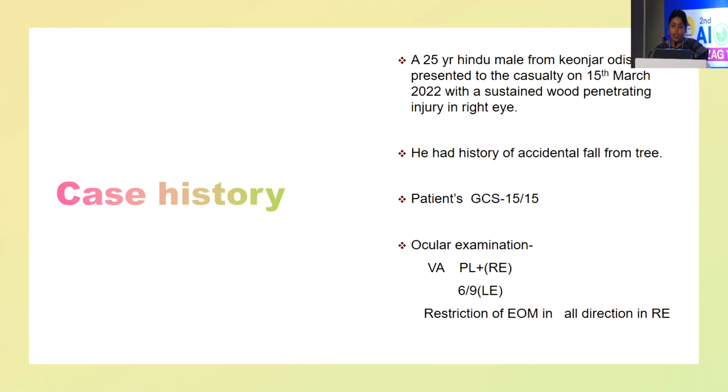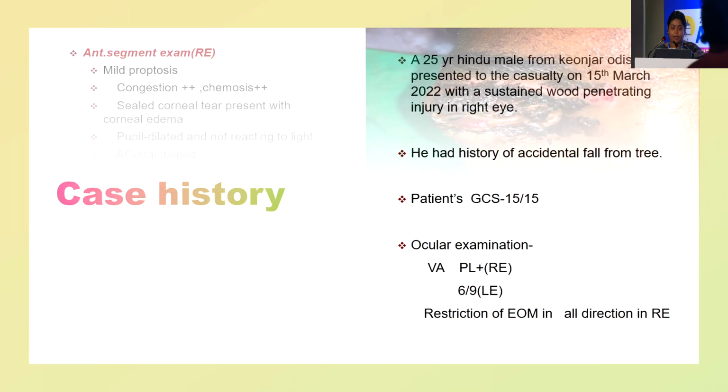Case history. A 25-year-old Hindu male from Keonjhar, Odisha presented to our casualty on 15th March 2022 with a sustained wood penetrating injury in the right eye. He had a history of accidental fall from a tree on the same day. On examination, his GCS was 15 out of 15, and his visual acuity was perception of light in the right eye and 6/9 in the left eye. There is restriction of extraocular movement in all directions in the right eye.